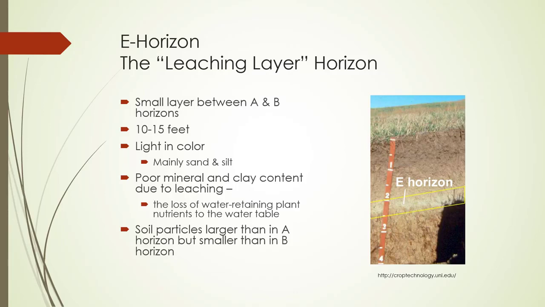Okay, the E horizon is called the leaching layer, and that's the small layer between A and B. It's 10 to 15 feet deep, very light in color. It's going to be mostly sand and silt. It doesn't have a lot of mineral and clay content because it's leached. And this is also where water-retaining plant nutrients are leached into the water table. Soil particles here are larger than in the A horizon, but smaller than in the B horizon.